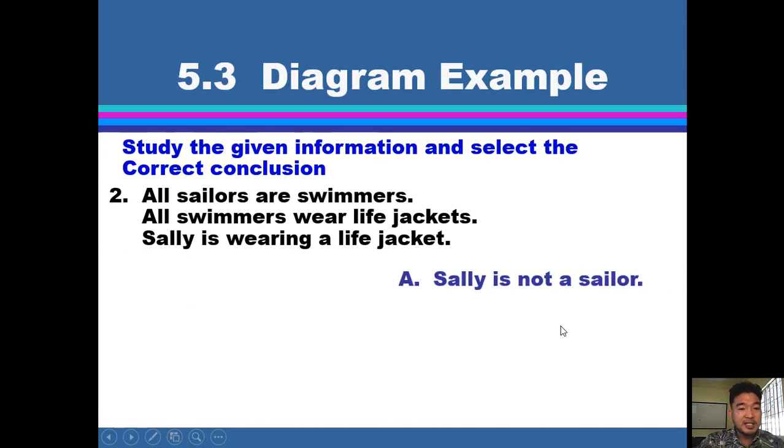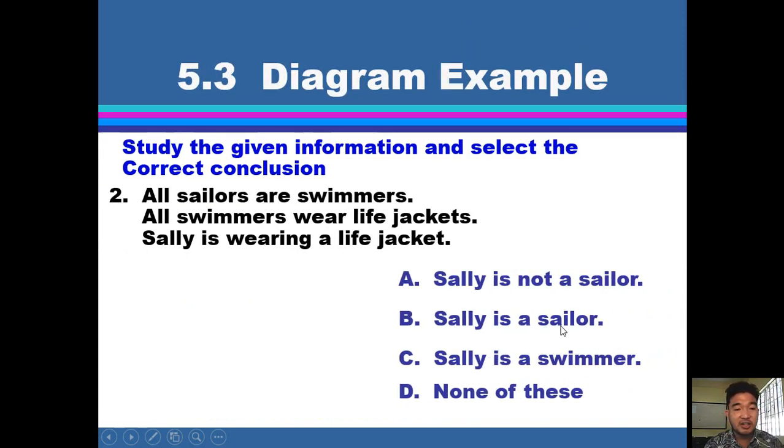Diagram example. Study the given information and select the correct conclusion. Sabi, all sailors are swimmers. All swimmers wear life jackets. Sally is wearing a life jacket. Ayan. Sabi lahat ng sailors, swimmers. All swimmers wear life jacket. Si Sally ay nagsusuot ng life jacket.